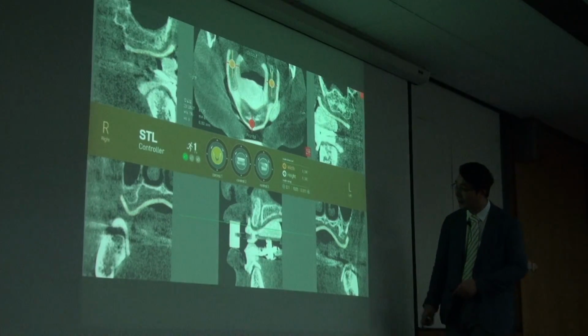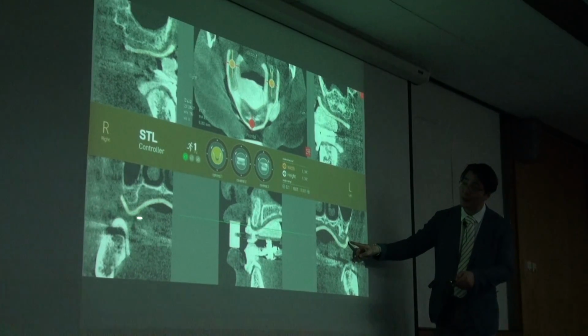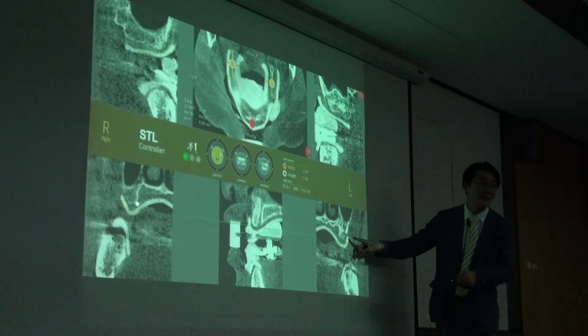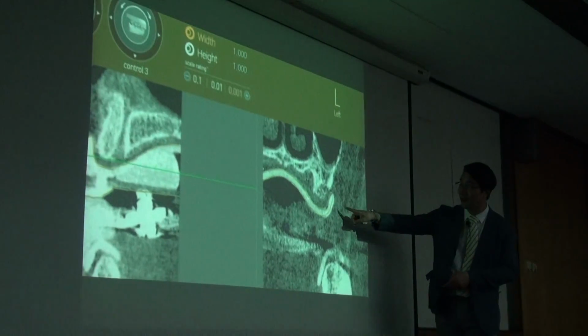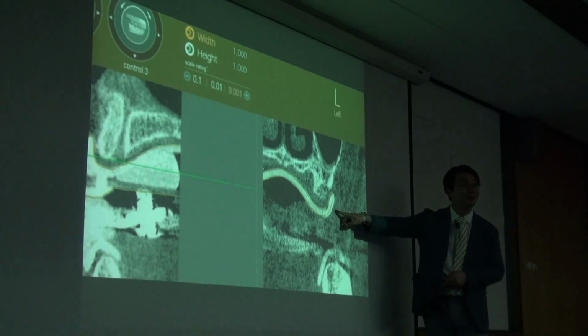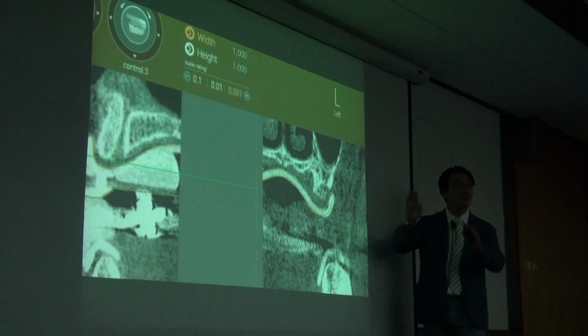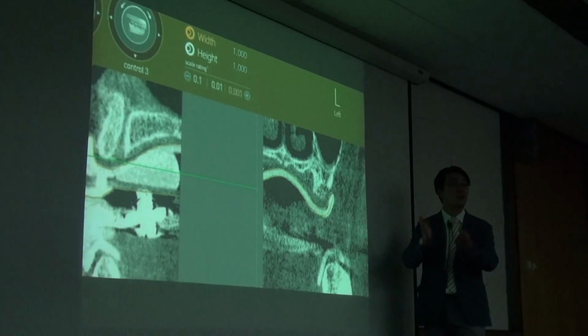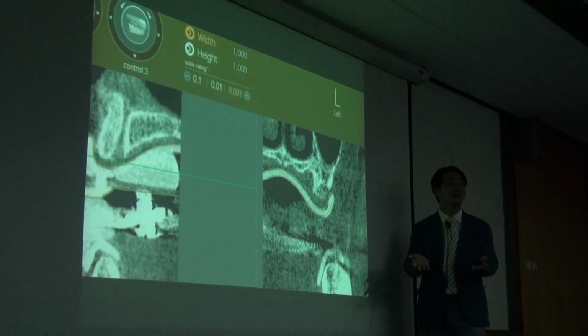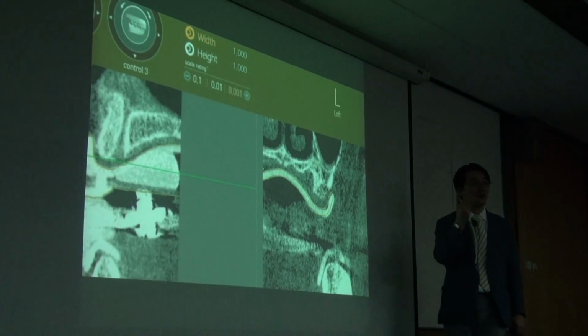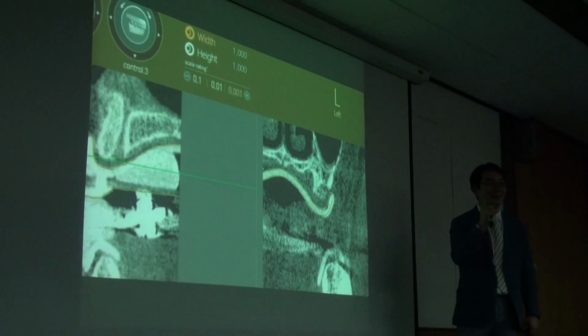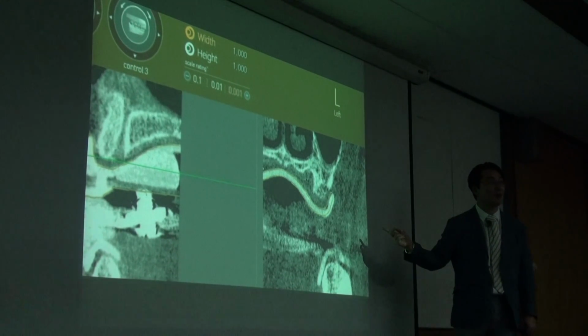But how do you think about this? Can you see this? Here it is almost the same, the STL and CBCT, right? But how do you think about this condition? We can find some mismatches. What is wrong? Maybe one of them is wrong. In my opinion, CBCT is wrong.